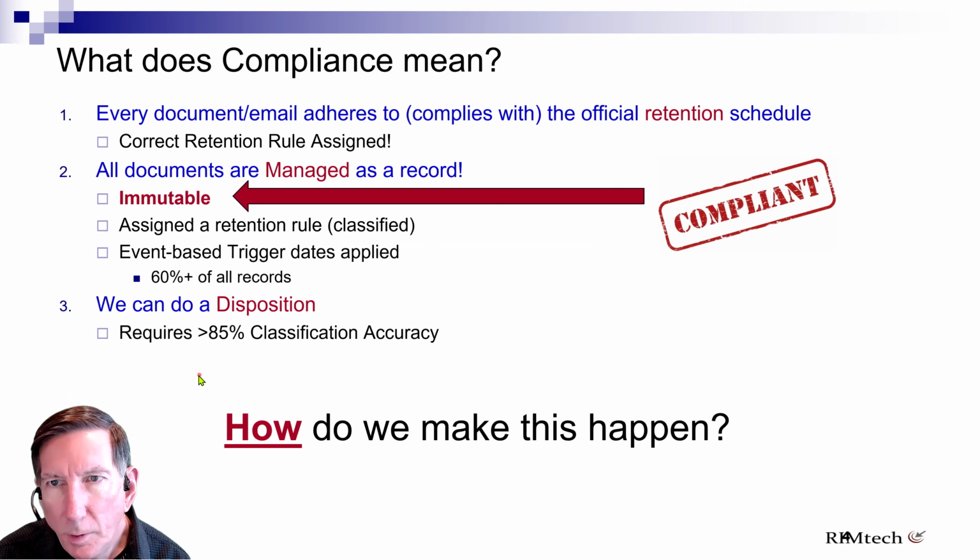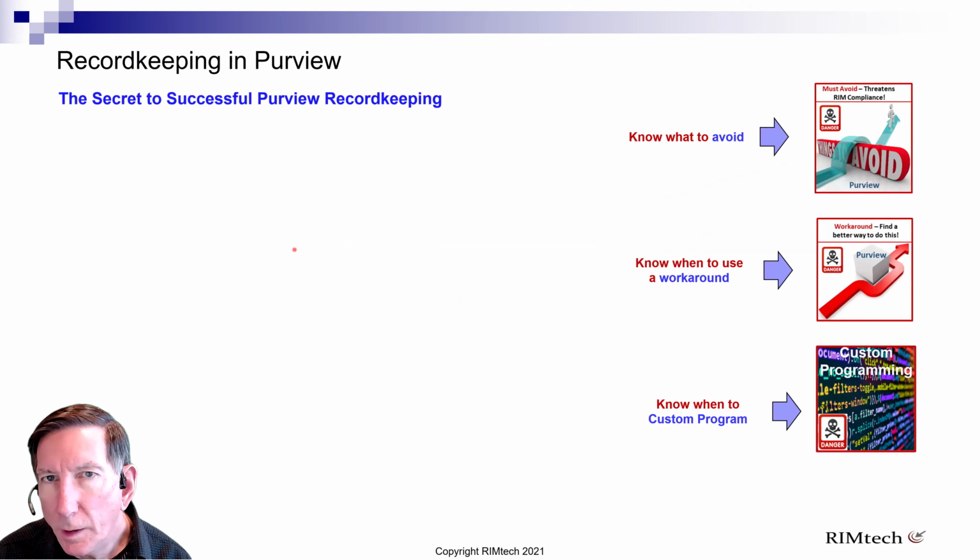So how do we go about making all this happen in real life with Purview? I've found that the secret to a proper Purview deployment is three things. Number one, you have to know what features to avoid. Number two, when to come up with a workaround for a feature that doesn't work the way we need it to work. And then finally, when to do custom programming, because some of the features cannot be overcome and you're going to have to pretty much do custom programming.